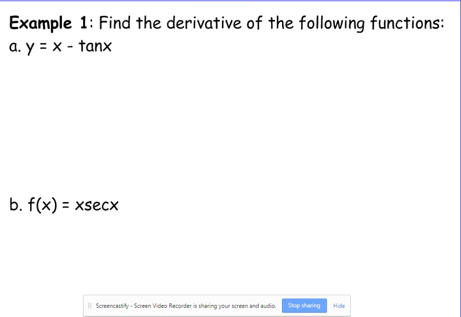So let's use them. Okay, find the derivative of the following functions. So the derivative of this function, y prime, the derivative of x is still 1, minus the derivative of tangent is secant squared of x.